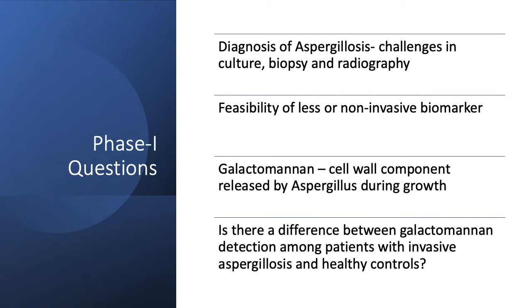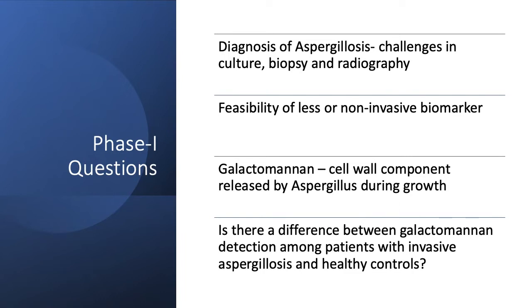Number 1, culture is time consuming. Number 2, biopsy. It is difficult to obtain biopsy, particularly in immunocompromised patients or hemodynamically unstable patients. So, availability of less invasive or non-invasive biomarker will solve these challenges.